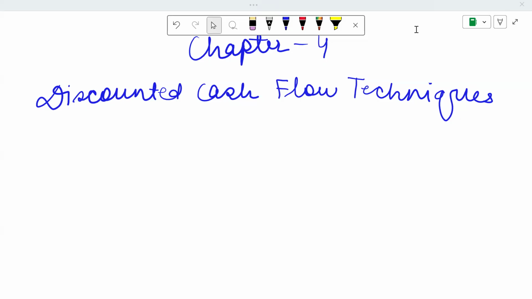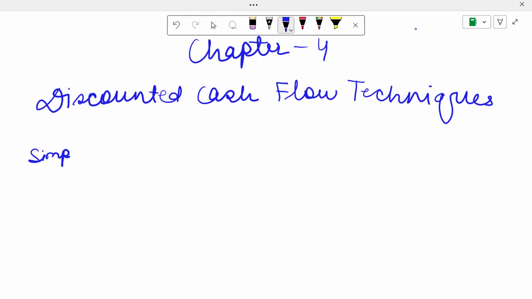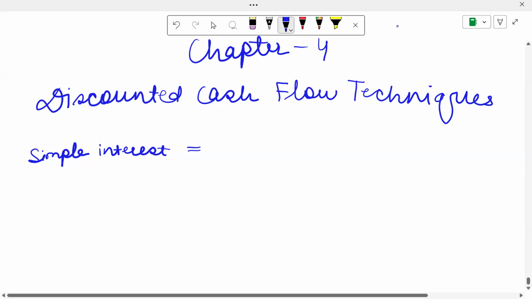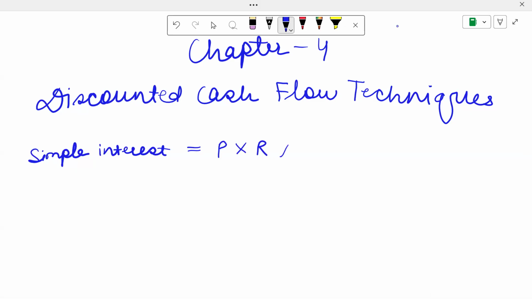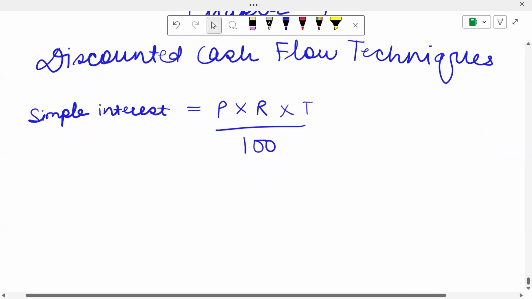Now let's get started. This chapter basically begins with a few formulae. I'm pretty sure you would have not only heard about these things but also studied these formulae in the previous class. The formula to calculate simple interest is the principal amount multiplied by the rate of interest multiplied by the time, divided by 100. This is the simple formula that you would have studied earlier also.